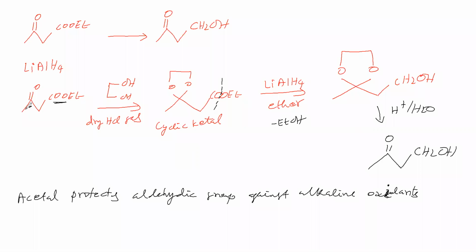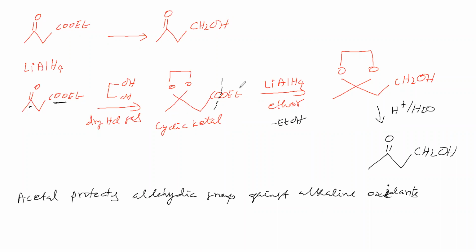Therefore, in this case, ketone is there, ester is there. Ester should undergo reduction, ketone should not. So what shall we do? We convert the ketone into a cyclic ketol. Then we add the reducing agent. The reducing agent reduces the ester but not the ketone, though otherwise it would reduce the ketone. Here the ketone is not free, because we have converted it into the form of a cyclic ketol.